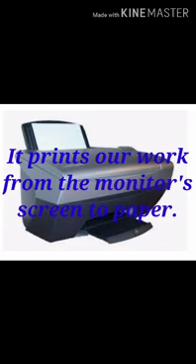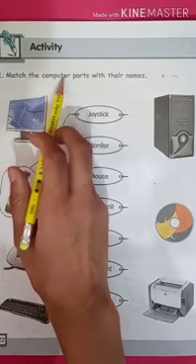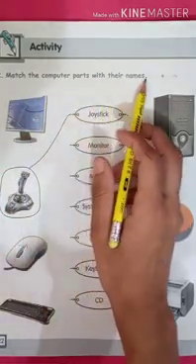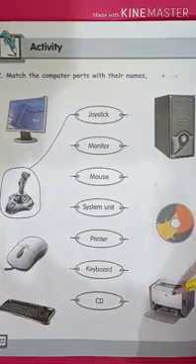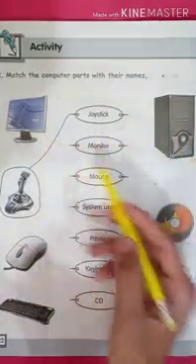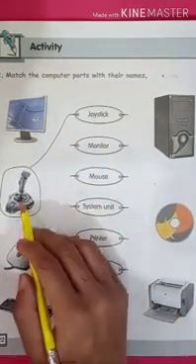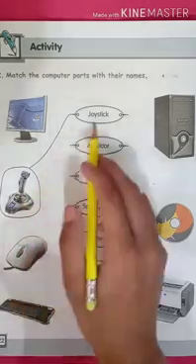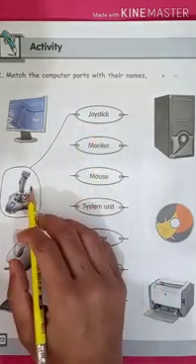Students, now let's start the activity with me. Now look at this page. Match the computer parts with their names. Students, here are some computer parts and their names are also given here. We will match the computer parts with their names. For example, it is joystick and the name of joystick is this one. Joystick.